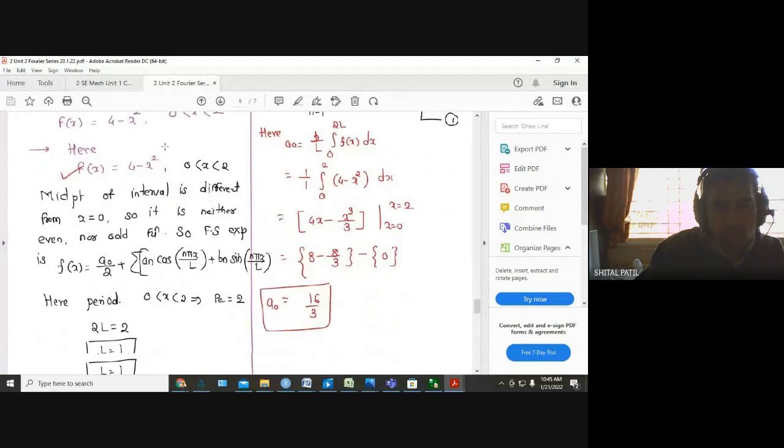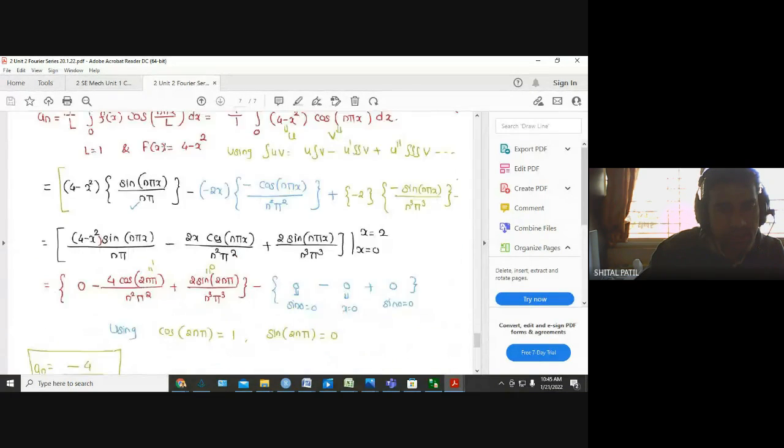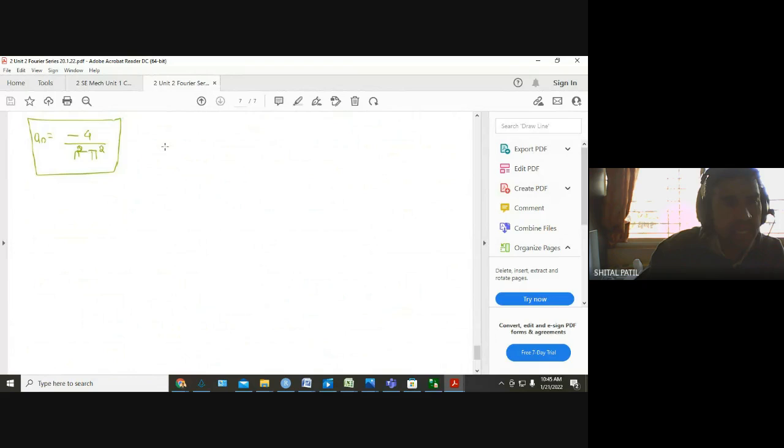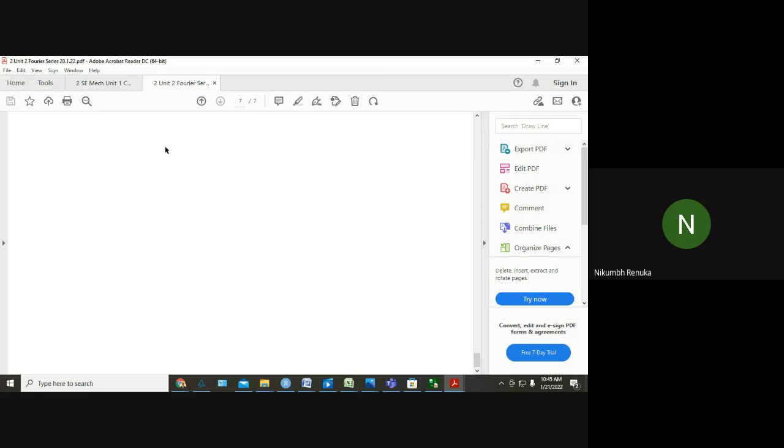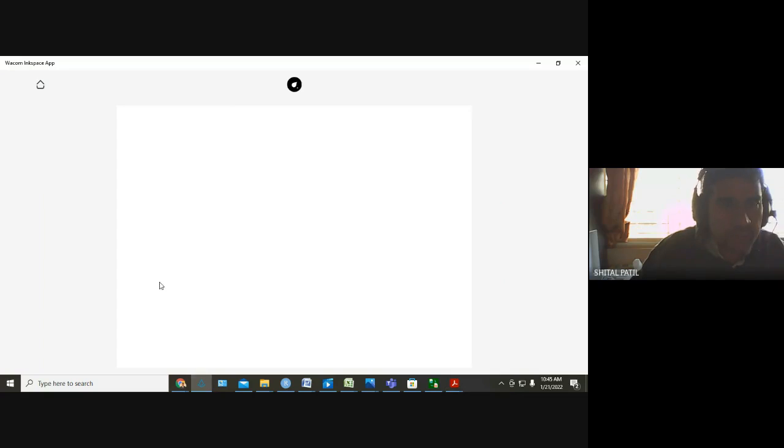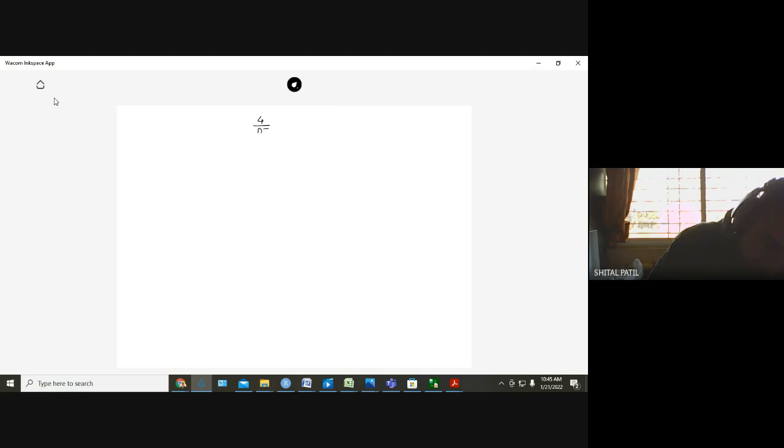Then I think we solved one example. This was the example. We obtained a n. What about bn? Have we obtained the bn? Yes, sir. Bn is 4 by n pi. 4 by n pi. This is the bn.